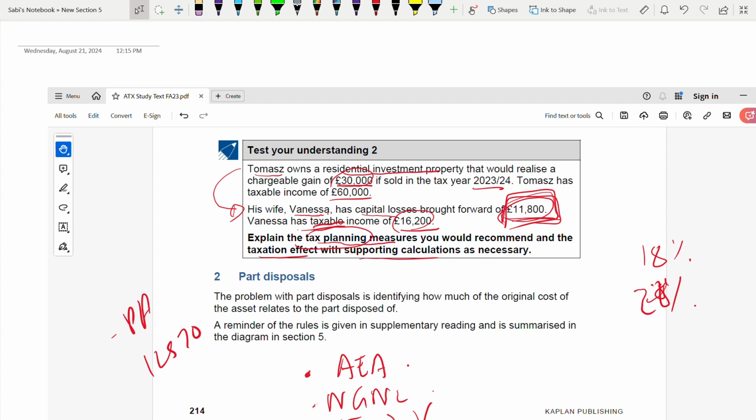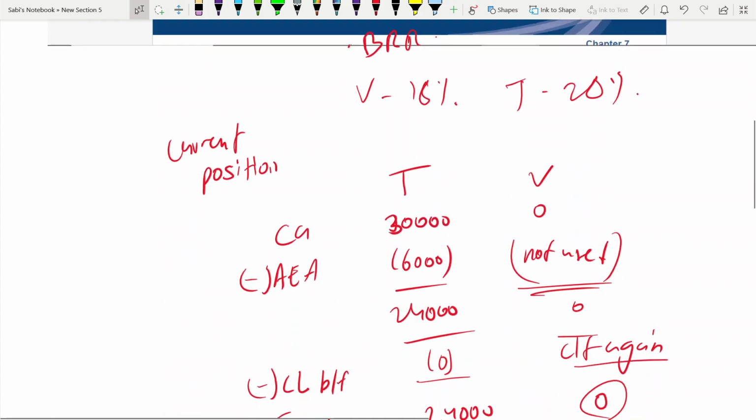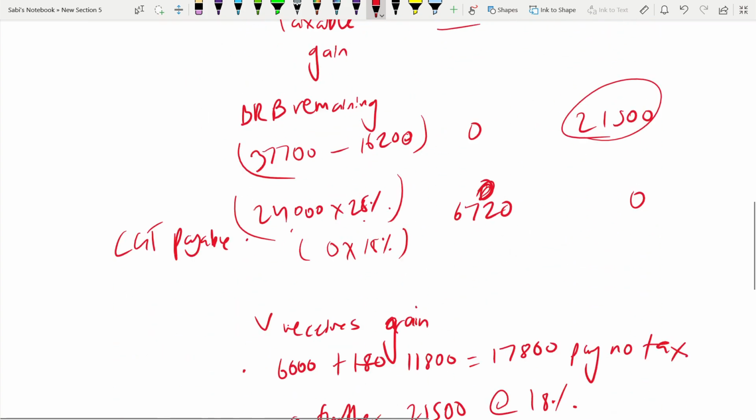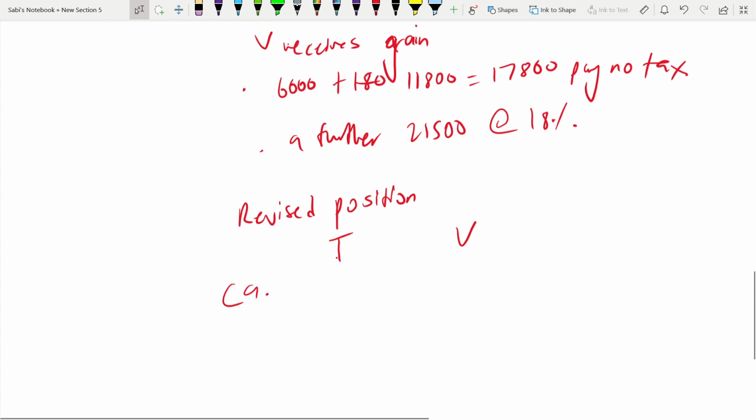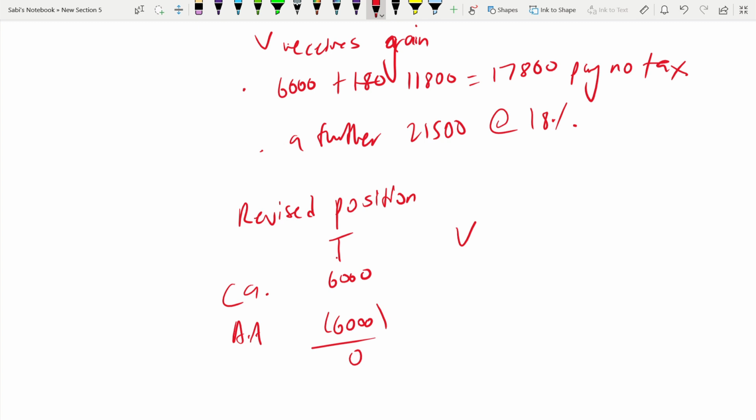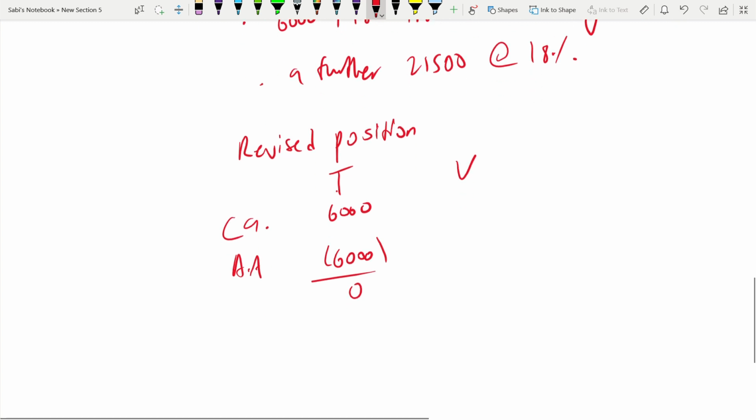And how much annual exempt amount is he utilizing? 6,000. So that means his gain has to be up to 6,000 so that he can fully utilize the annual exempt amount and bring the taxable gain down to zero. So the chargeable gain for T should be 6,000, which will be utilized by the annual exempt amount of 6,000, bringing it to zero. And of course, there is no capital loss brought forward, so taxable gain is zero.